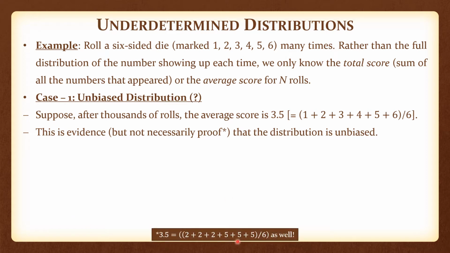See, here is an example. 2 plus 2 plus 2 plus 5 plus 5 plus 5 divided by 6 also gives rise to 3.5. That is clearly not an unbiased distribution at all.